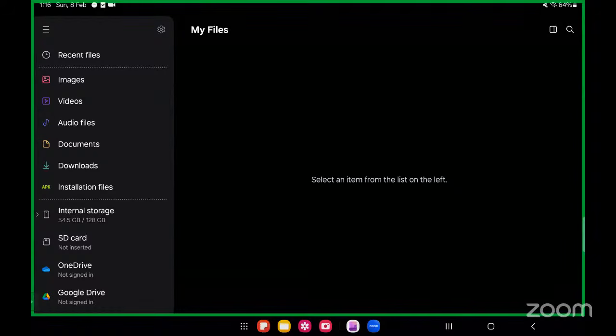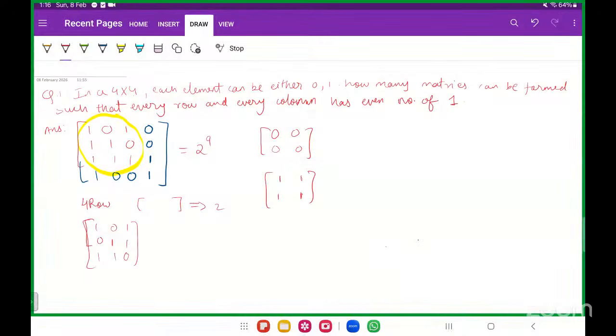So for n cross n matrices, where the sum of each row and each column is even, you have freedom in an n minus 1 cross n minus 1 matrix. It means the total freedom is 2 raised to (n minus 1) square. How much is it? Here n is equal to 4. So the answer is 2 raised to 3 square, which is 2 raised to 9. How much is it? So 512 such matrices are possible.